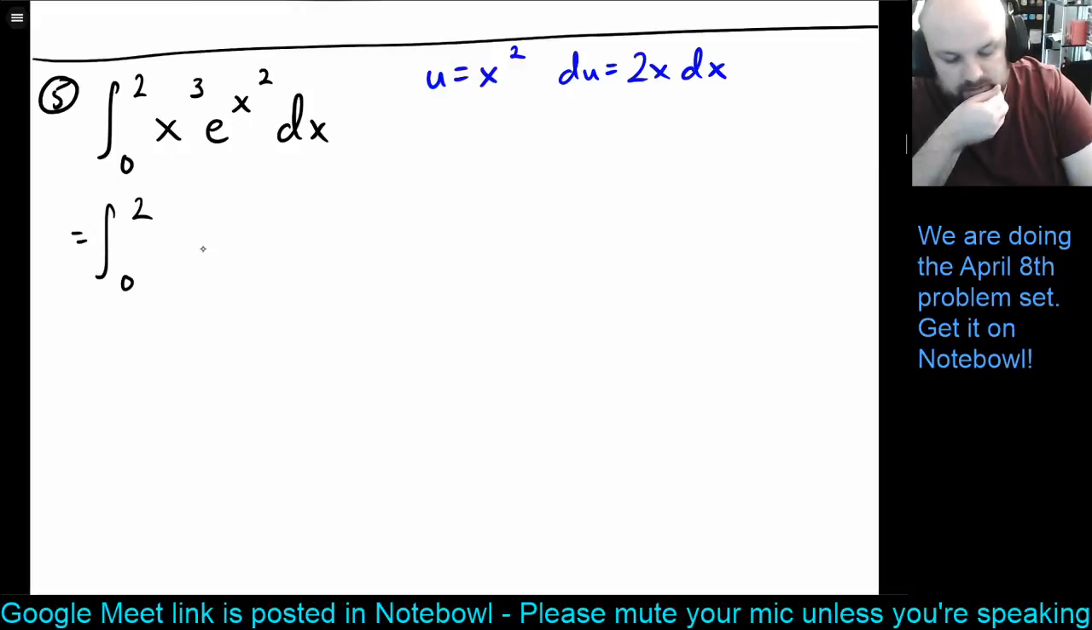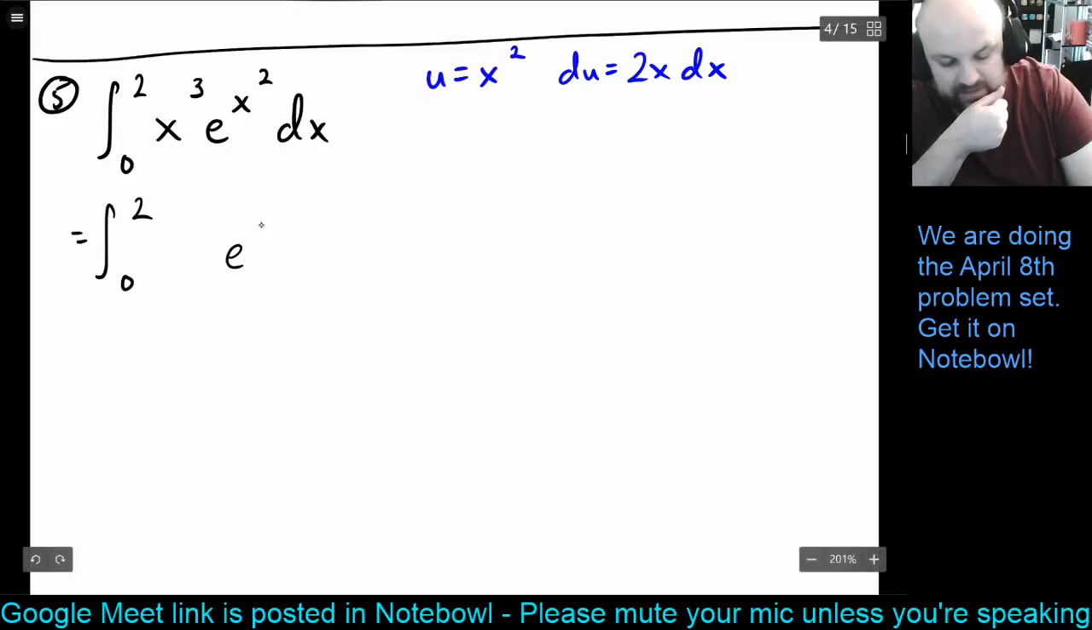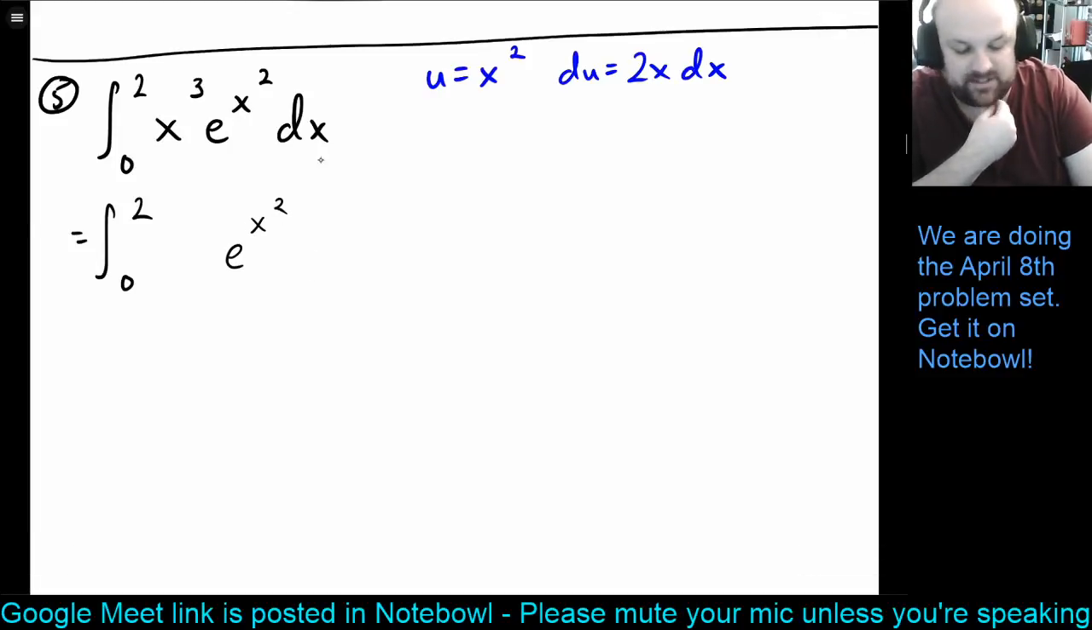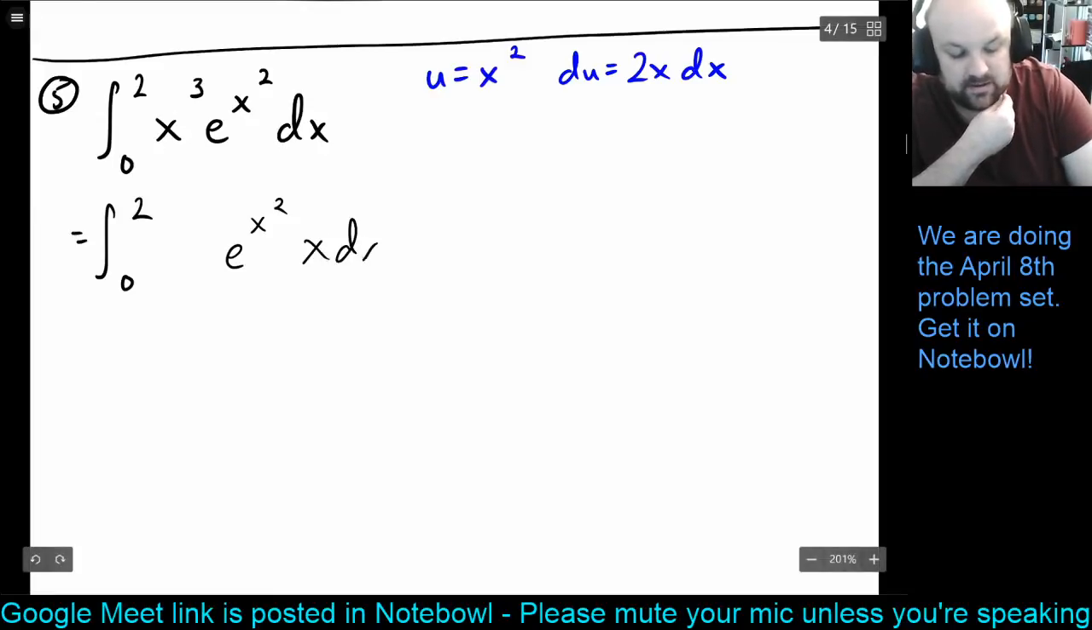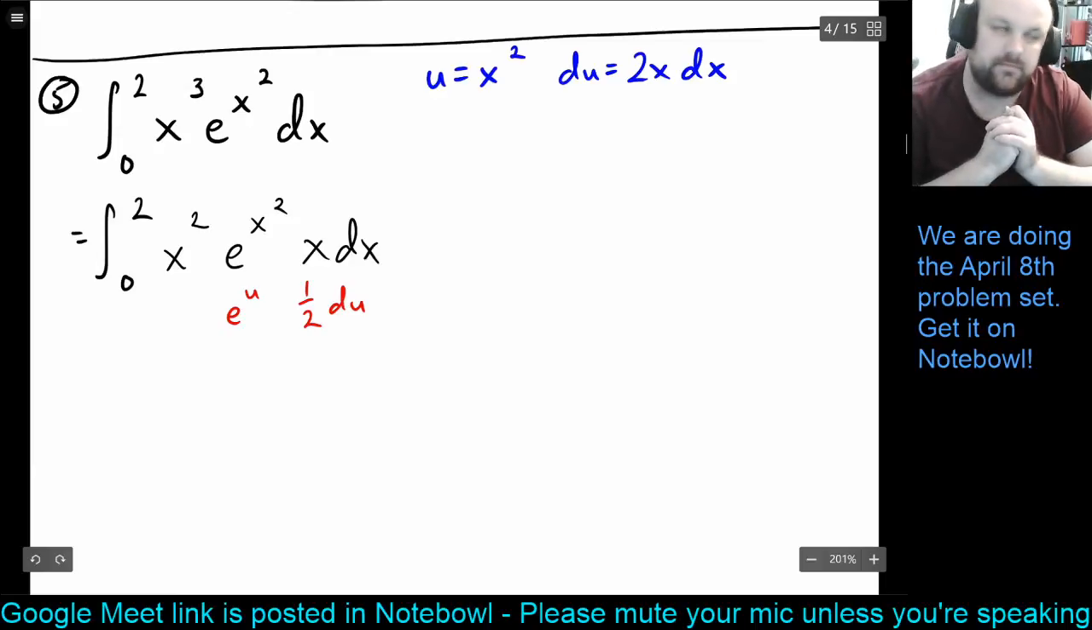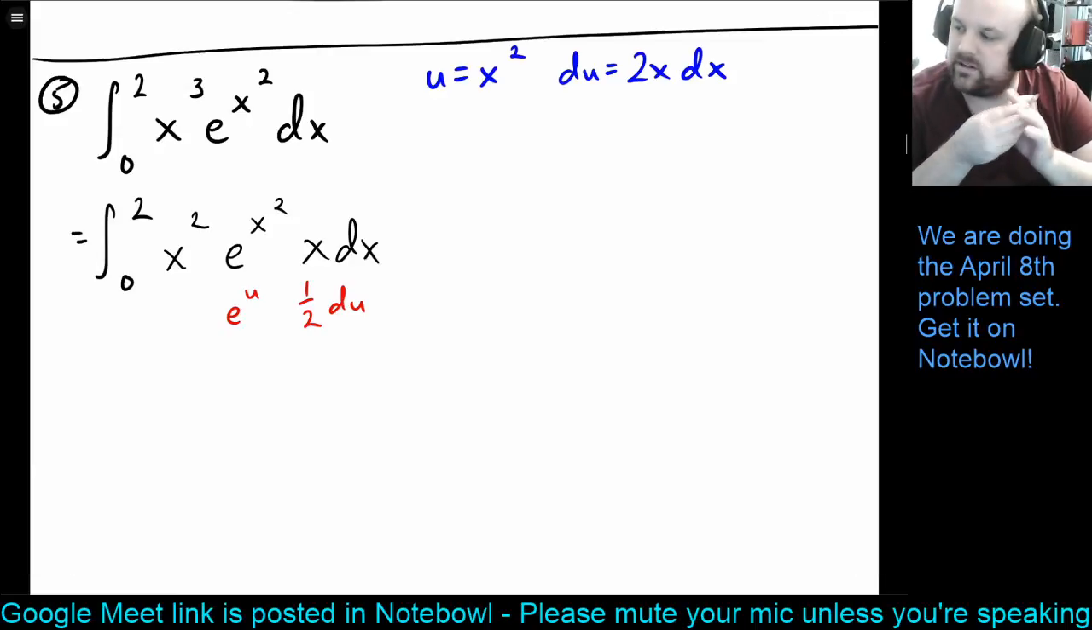So here, we have e to the x squared. That's going to be substituted out. If I take one of these x's away and put it with the dx, I can get 1/2 du there. So here we sort of have, here's e to the u, here's 1/2 du. But what do we do with this x squared that's left over? You think about that.